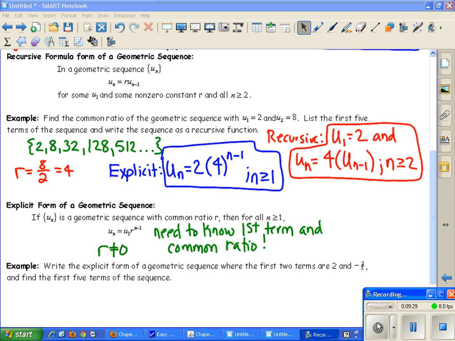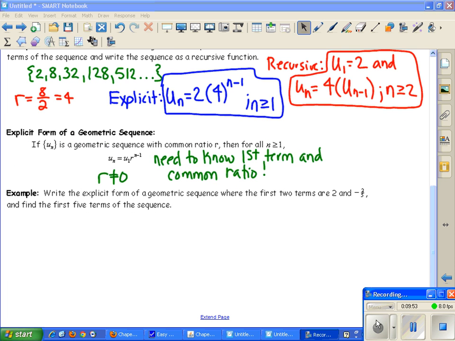And this formula is nice if I had to find, let's say, the 100th term, because all I would need to do is plug 100 in for n, and I could easily figure out what the value is equal to. Whereas in the recursive formula, I would have to find every single term up to the 100th term, so all 99 terms, and then I can find what the 100th term is equal to. So let's go ahead and look at the next example.